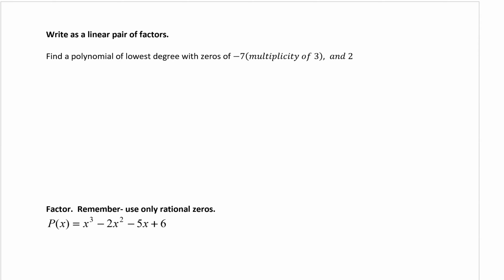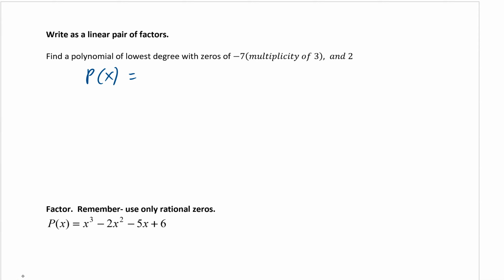All right, so this video is about writing these polynomials as a linear pair of factors and then also factoring, so it's an extension of our factoring. So what you're going to write is a polynomial, b of x. This is what we have here. And we want to make this polynomial a factored form.